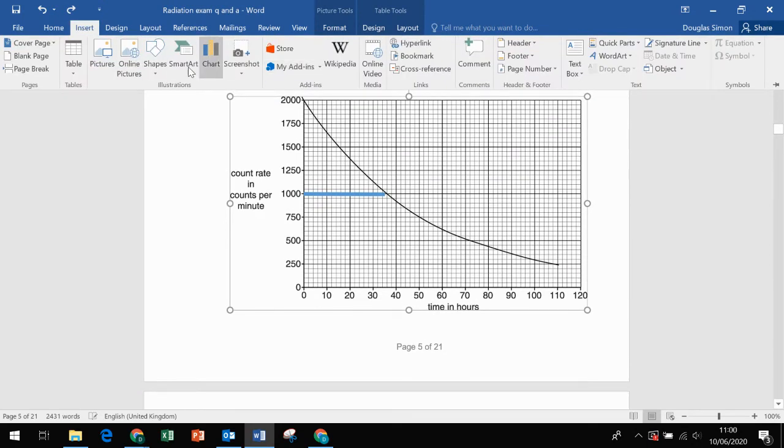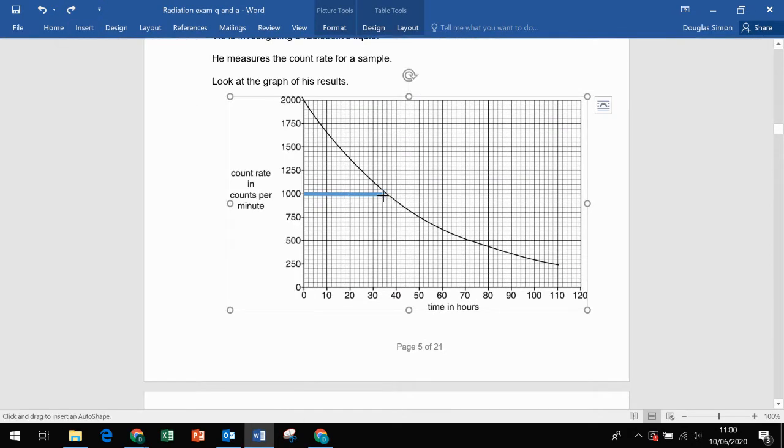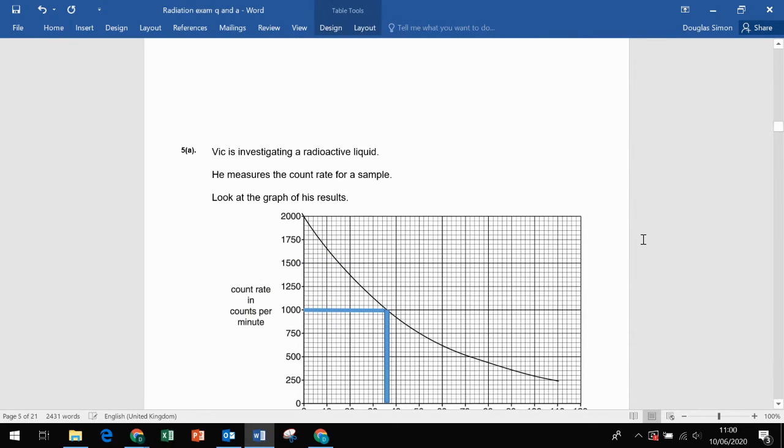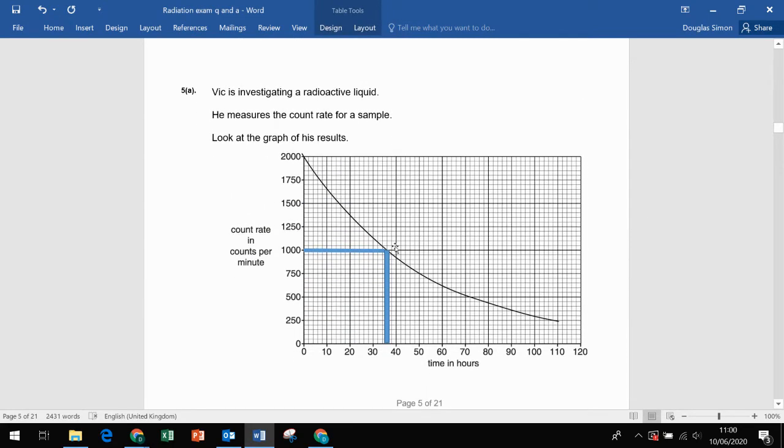Right, I'll just put another one in. So what is the time here? Well, if we go back down to the time axis, we can see that it's about 36 hours. Obviously, this line is a lot thicker than you would write on an exam in pencil, but that's how you do it. You draw the line across, down, and you read off this time here, which is 36 hours.